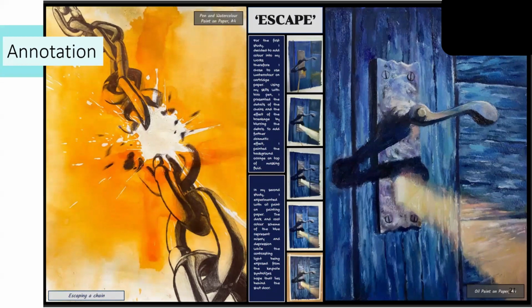I experimented with oil paint. The dark and cool colour scheme represent misery and depression, while the contrasting light being exposed from the keyhole symbolises hope that lies behind the shut door.